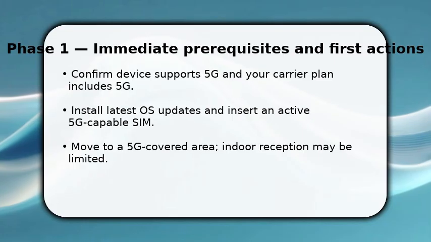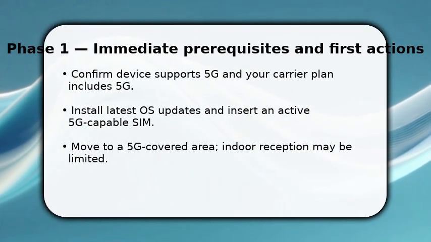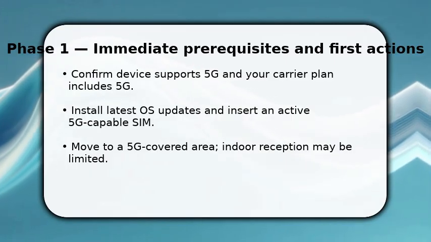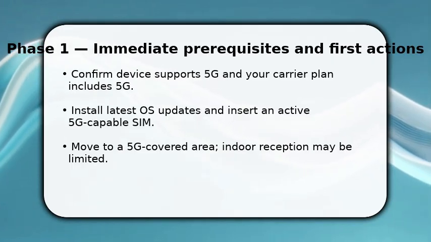You begin by confirming compatibility, device, carrier plan, and SIM. Once done, update your phone OS and restart. Now open settings and go to cellular or mobile data. Make sure the SIM is active.